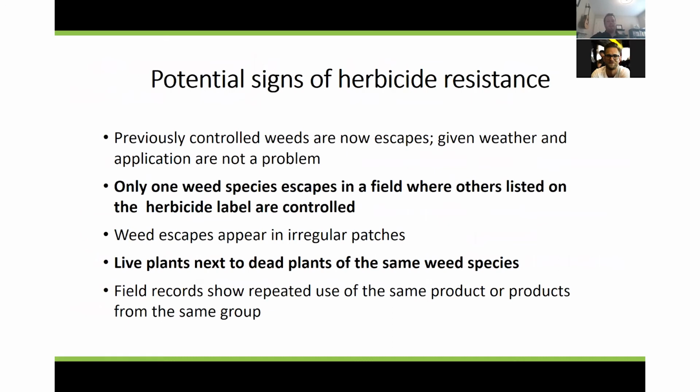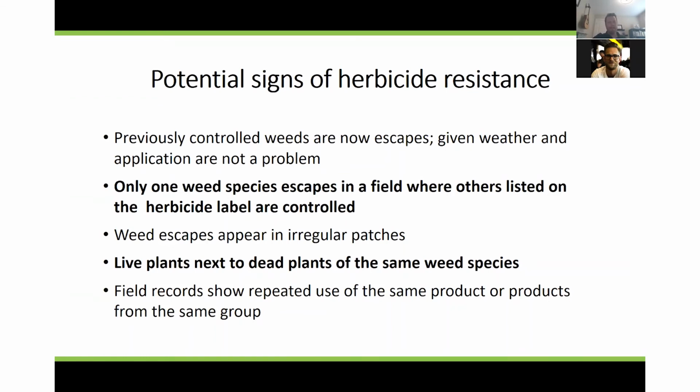Okay, so moving on, potential signs of herbicide resistance. Getting back to that poll question. These are all potential signs of herbicide resistance in the field and things to look out for when you're scouting your fields. So previously controlled weeds that are now escapes, given that all of those other factors are not a problem. In addition, looking at only one weed species that escapes in a field where all of the other species on the herbicide label are controlled, especially given the rate range that you're using in that herbicide.